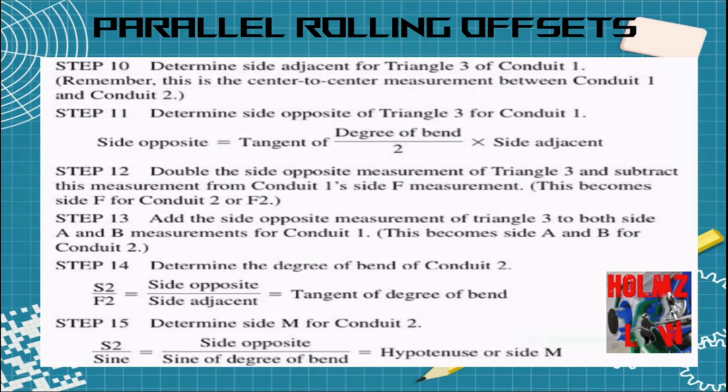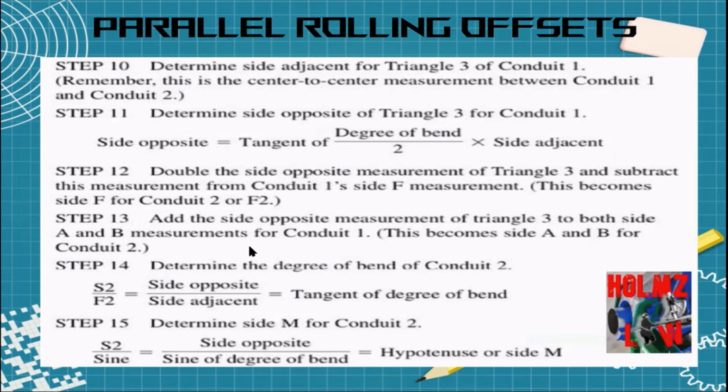Moving on to step 13, add the side opposite measurement of triangle 3 to both sides A and B measurements of conduit 1. This becomes side A and B for conduit 2. If you're working with EMT, this step here doesn't really matter.